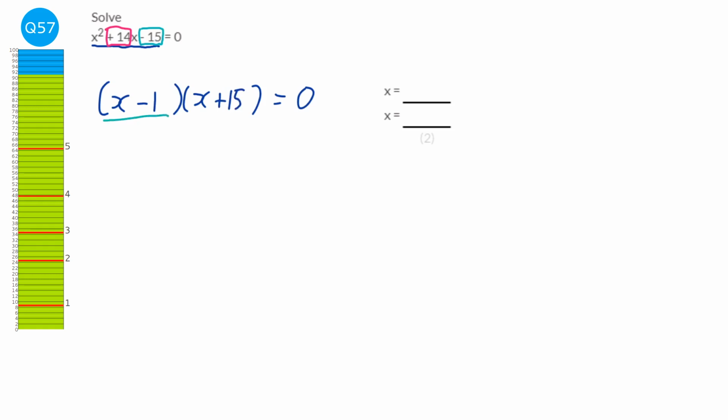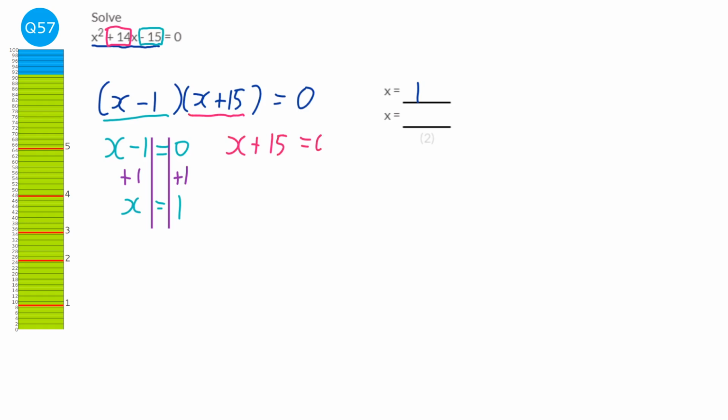We get the left-hand bracket equal to 0. And we solve. So we're going to add 1 to both sides to get x on its own. x equals 1. So that's one of our solutions. We do exactly the same thing to the other bracket. Get it equal to 0. So we're going to solve it. So we're going to subtract 15 from both sides, and we get x equals minus 15. So that's our other solution.